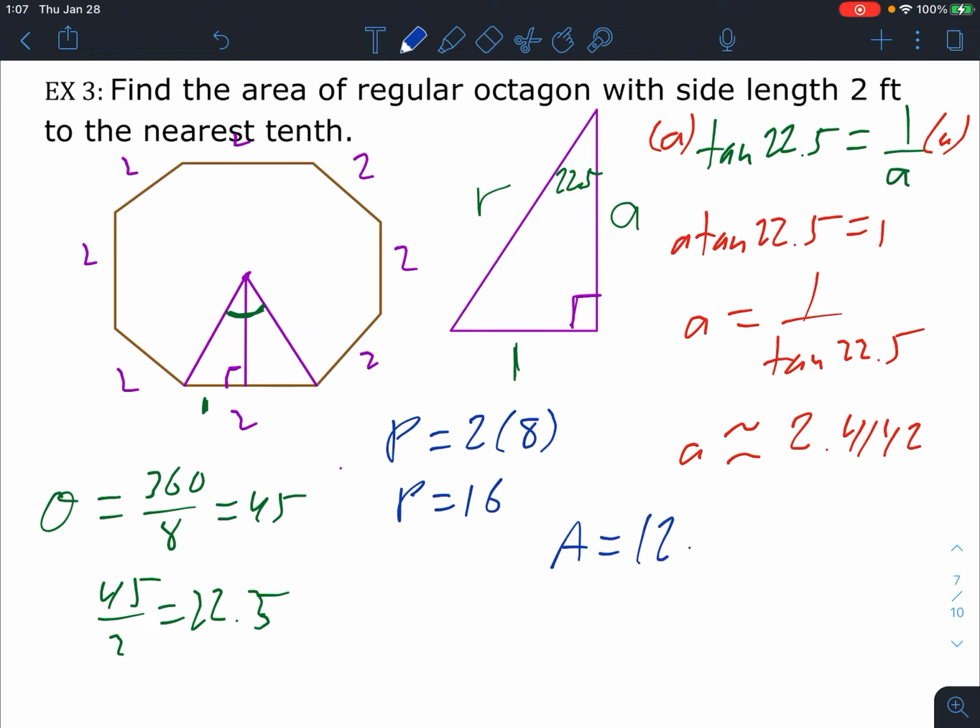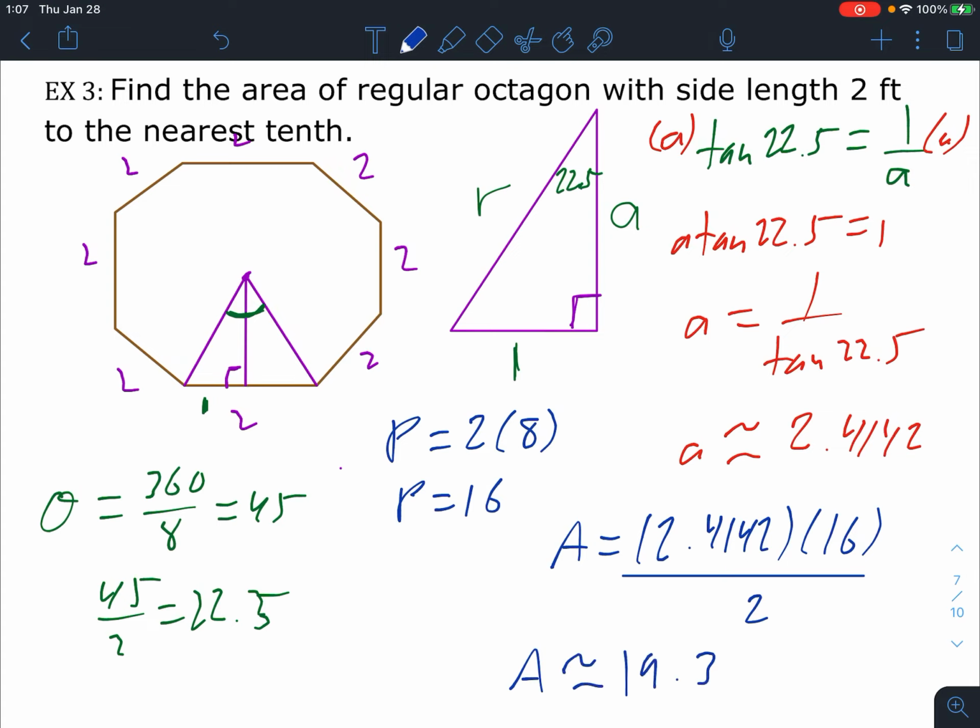Area equals apothem times perimeter over 2. And our area is approximately 19.3 square feet.